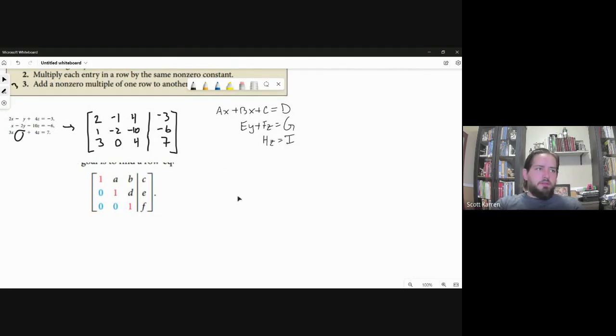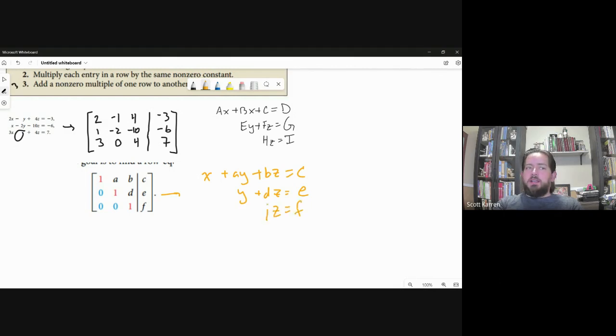So if I can get my matrix entries to be ones down this diagonal, here, here, and here, then right off the bat, this corresponds to the system of equations: x plus some a times y plus some b times z is equal to c. And then there's no x's in the second one, so it's just a 1 times y, so it's y plus dz equals e. And then 1 times z is equal to f.